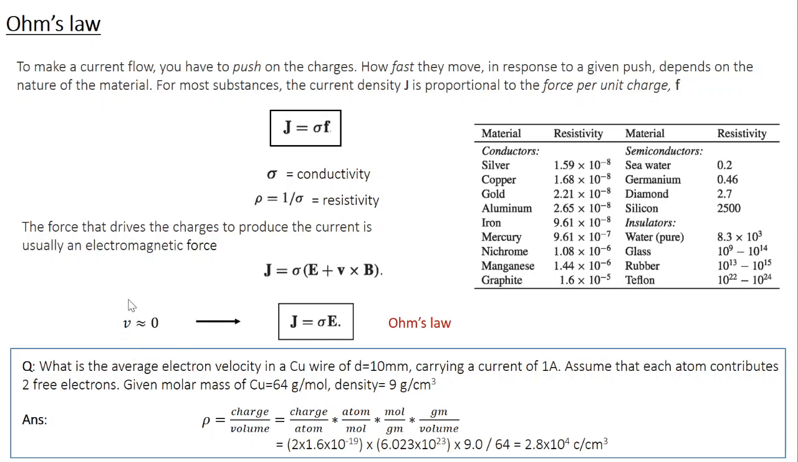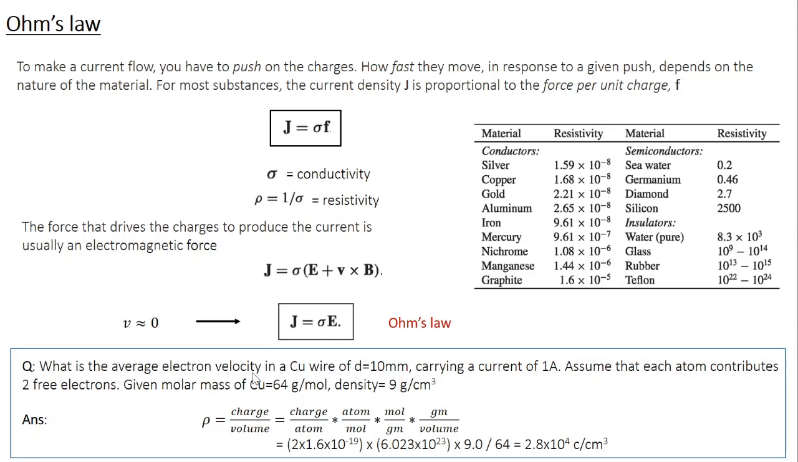Now I don't want to leave anything to your assumption or imagination. Let's do a quick quantitative estimate of the velocity of charges in a circuit, and that makes things clear to you. So let's answer this problem. What is the average electron velocity in a copper wire of diameter 10 millimeter carrying a current of 1 ampere, assuming that each atom contributes 2 free electrons to the flow, the molar mass of copper is 64 gram per mole, and the density of copper is 9 gram per centimeter cube?